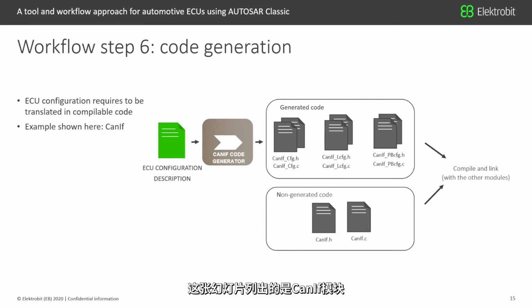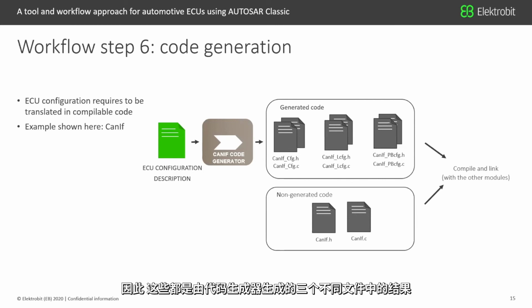Here on this slide we see an example of how this looks for the CAN interface module. The CAN interface code generator creates a bunch of files, and this depends on the configuration class of the parameters, because if you go deeper in the AUTOSAR methodology, you will find out that there are 3 different configuration classes: precompile, link time, and post-build time, and therefore this also results in 3 different bunches of files generated here by the code generator.